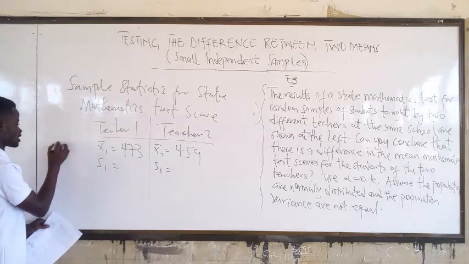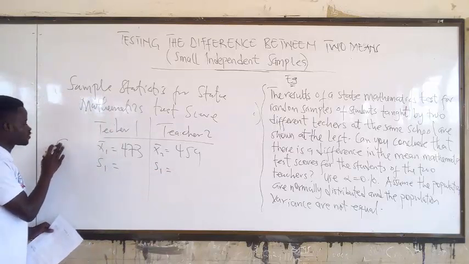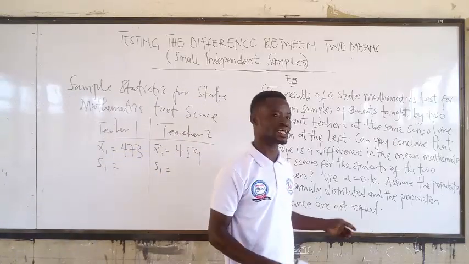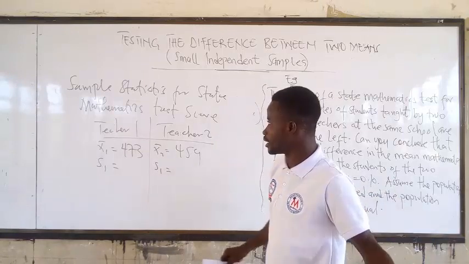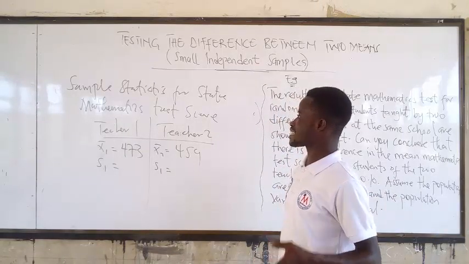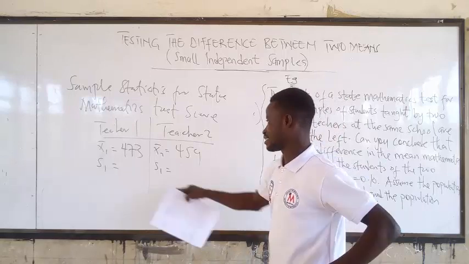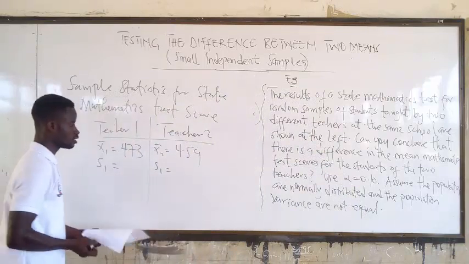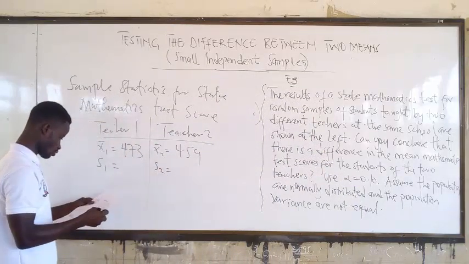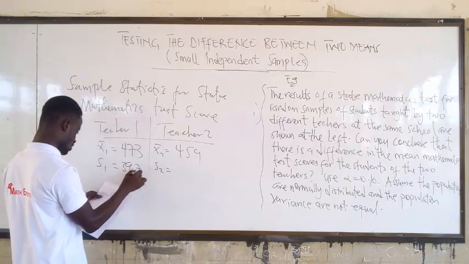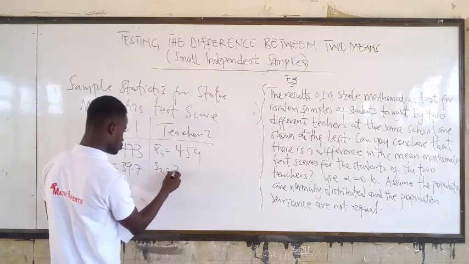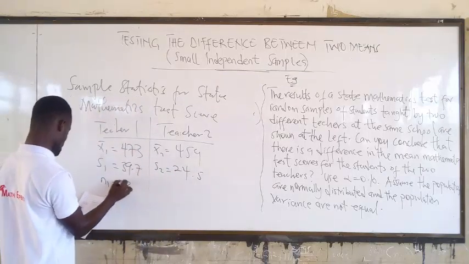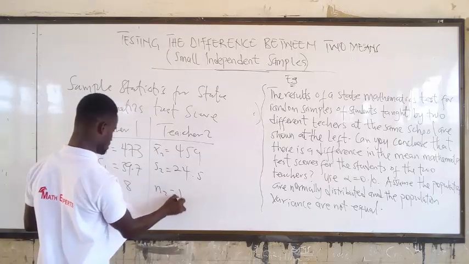And we have S1, that is what? Please, this is not this. This is the population standard deviation, and this is the sample standard deviation. So in the question, you hear something like, the sample standard deviation of the state mathematics test score are this and that. So that should also tell you something: 39.7, 24.5. N1 is 8, N2 is 18.